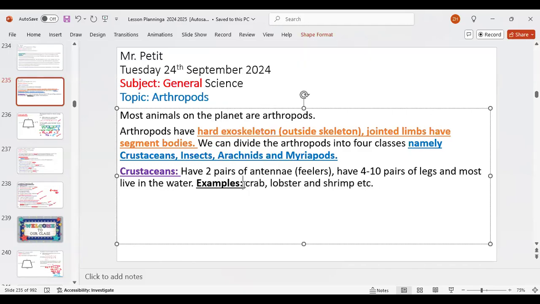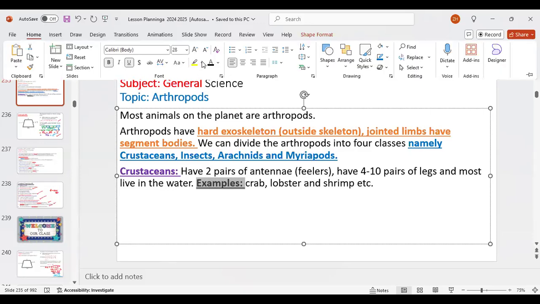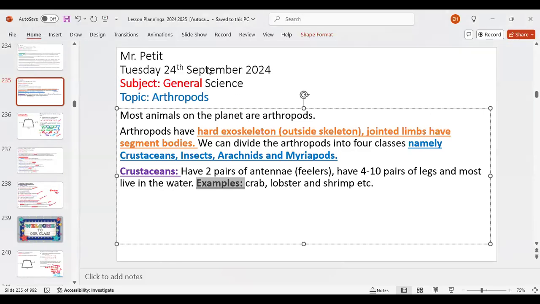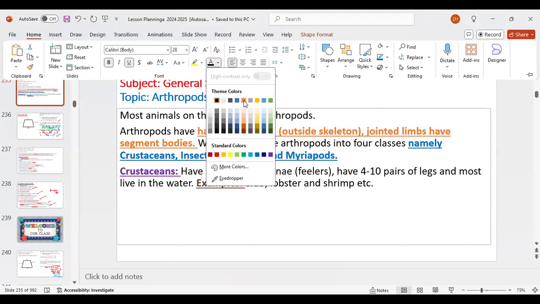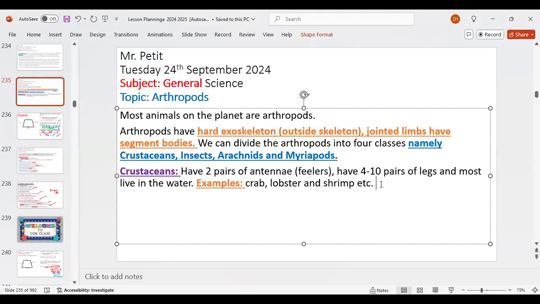So give me an example of a crustacean, please. Crab. Shrimp. Lobster. Those are all examples of crustaceans. How many pairs of antennae do crustaceans have? Two. Now we're gonna move on to insects.